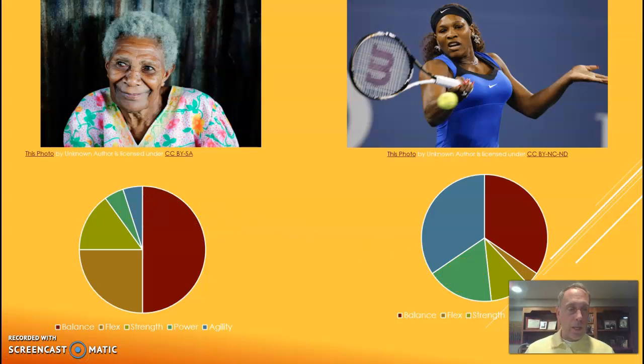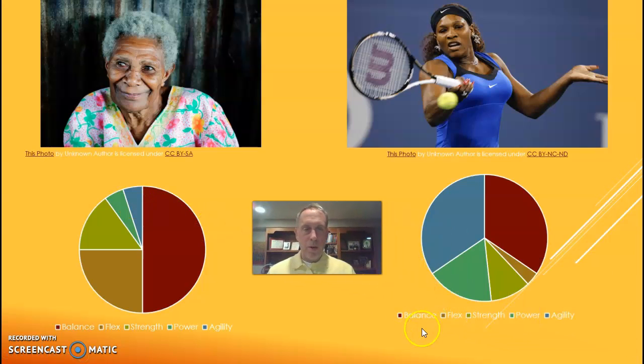And when you look at the tennis player, in her case, balance is much less. The flexibility is still a requirement, it's still there, but it is much less. Strength, though, is much greater. Power is a huge component of the game, and agility is a huge component of the game. That's in the blue. So you have agility in blue, power in green, strength, and then to a lesser degree, balance and flexibility. And over a year, her pie chart changes.